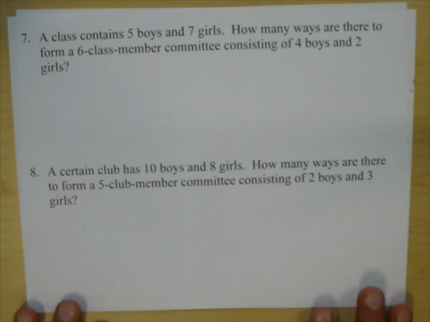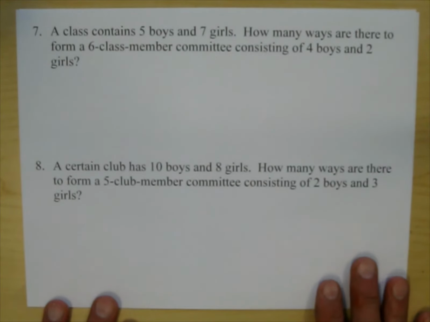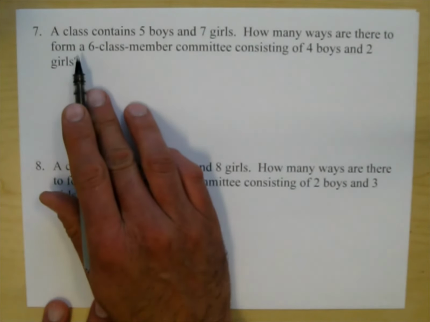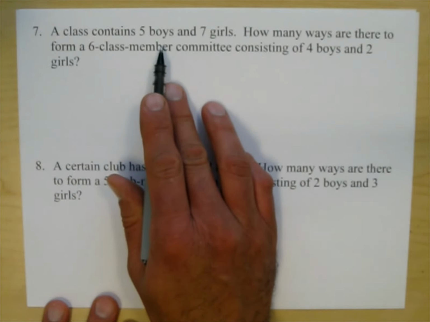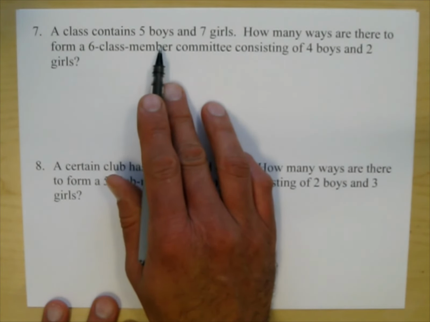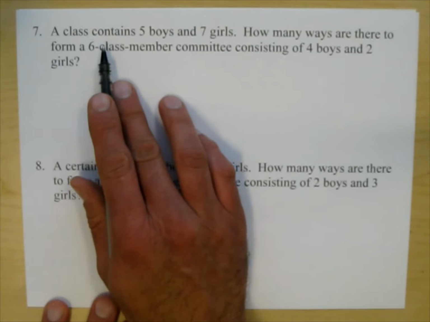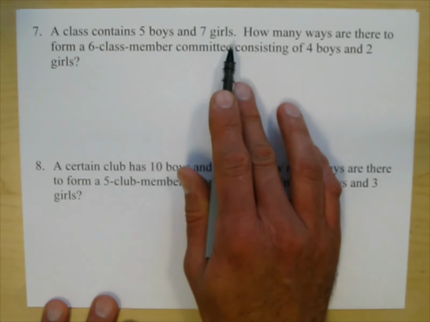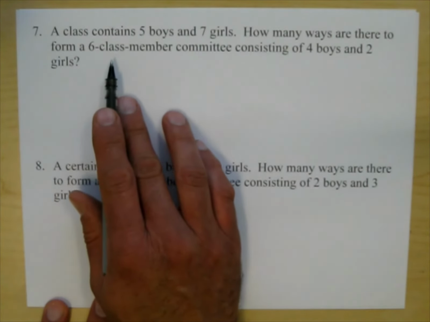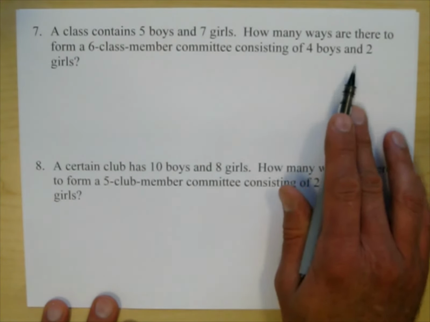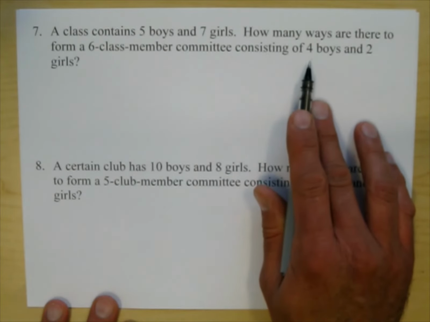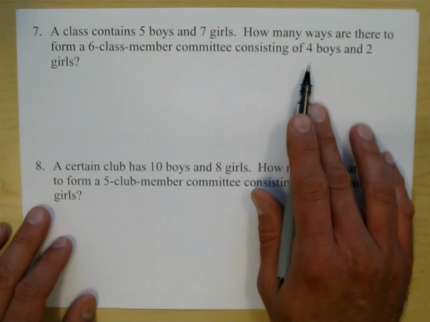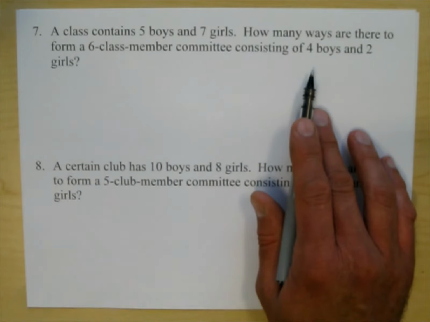There's a few other skills we have to know for 6.7. Here's the next one right here. A class contains 5 boys and 7 girls. How many ways are there to form a 6-class member committee consisting of 4 boys and 2 girls? Oh, that's where I was getting that from. Wow, so this is crazy. Crazy, crazy, crazy, isn't it?